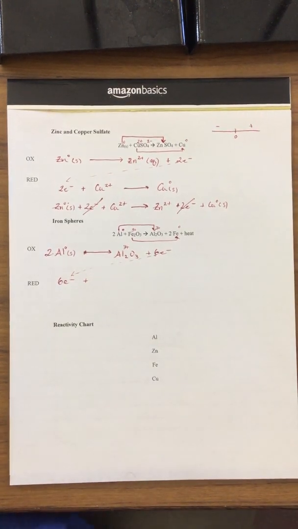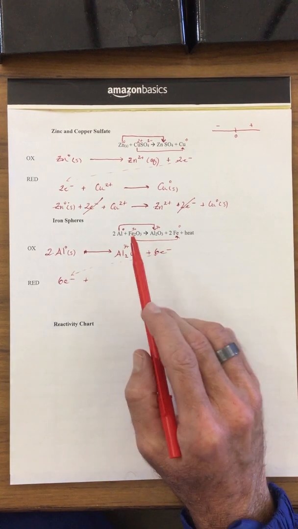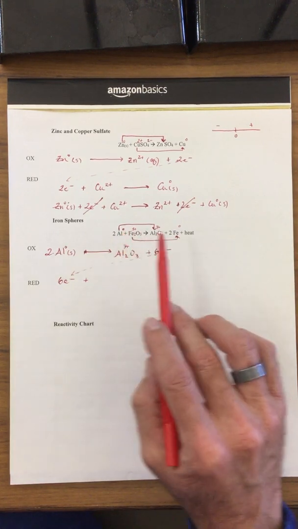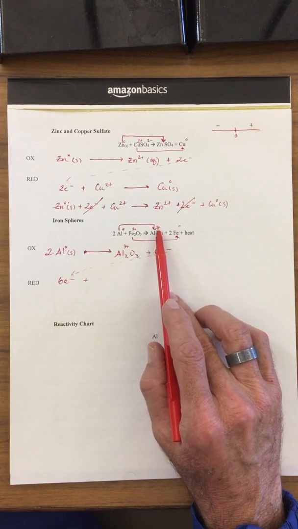So we're going to continue where we left off, and this is with the iron spheres. And again, we're knocking these two spheres together. We have one sphere that's covered with aluminum, and the other one that's covered with iron oxide. In this reaction, the aluminum is going to become aluminum oxide. So it's going from a neutral state to a charged state. And since it's a metal, the charge is going to be positive.